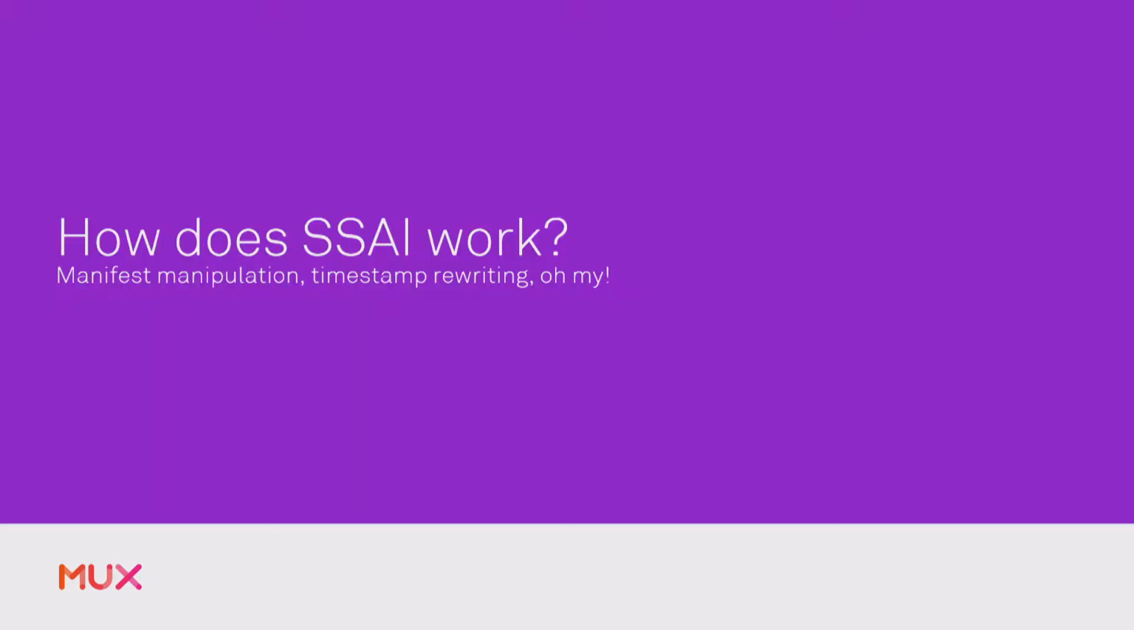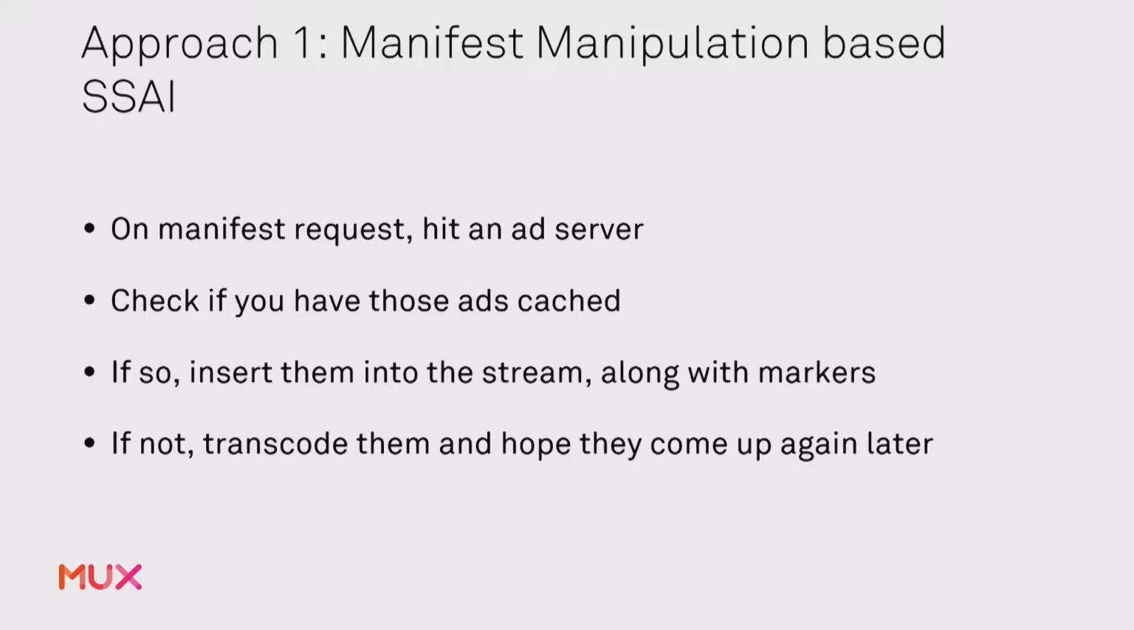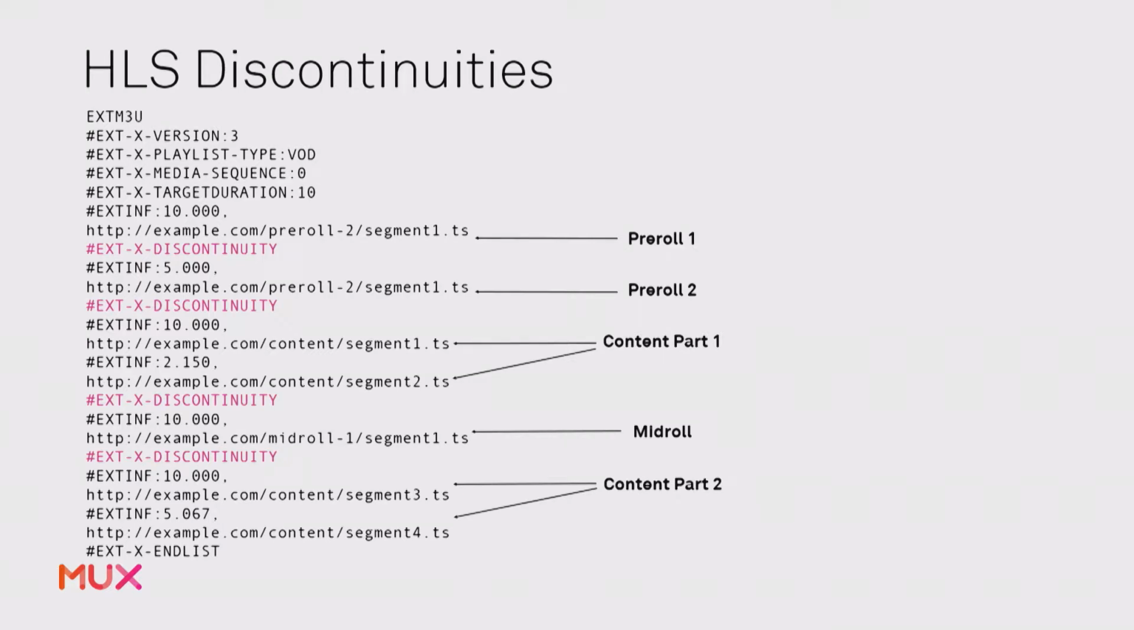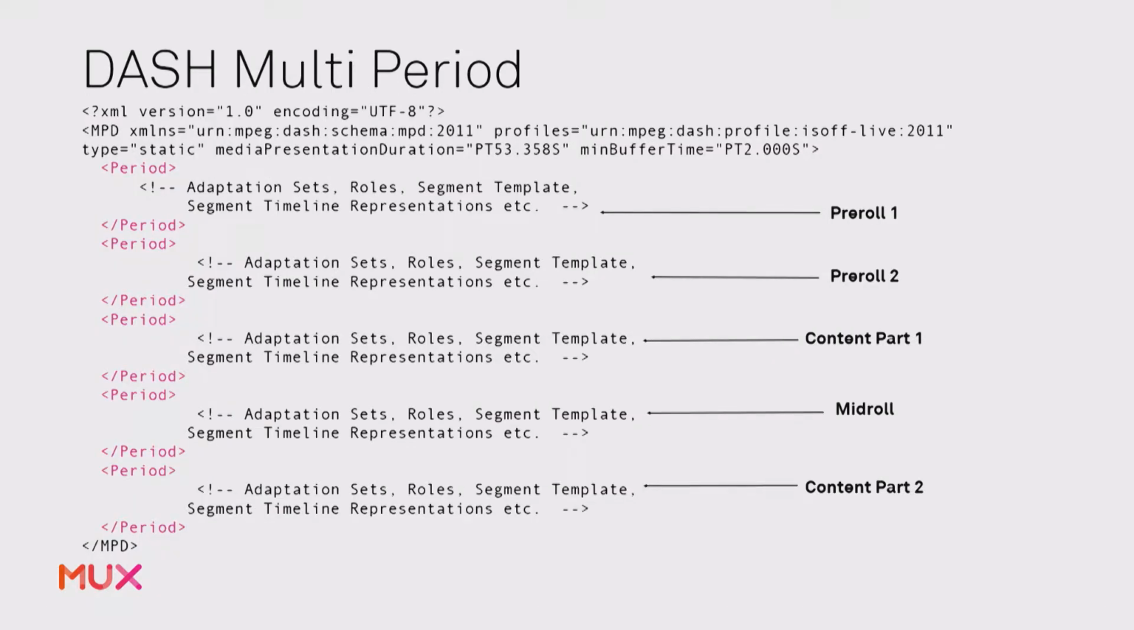How does SSAI work? There's a couple of ways. Approach one is manifest manipulation. We already talked about this with Google, right? On a manifest request, you generate a per-user manifest, get data back from an ad server, and insert those ad pods. Google actually do some really cool stuff here because they share ads across caches, which is very cool. Insert them into the stream, put some markers in, kind of job done. It looks like this in HLS. Pretty simple. We have an HLS discontinuity marker. Just pretty simple stuff. We've already seen what DASH multi-period looks like. This is what it looks like in DASH.